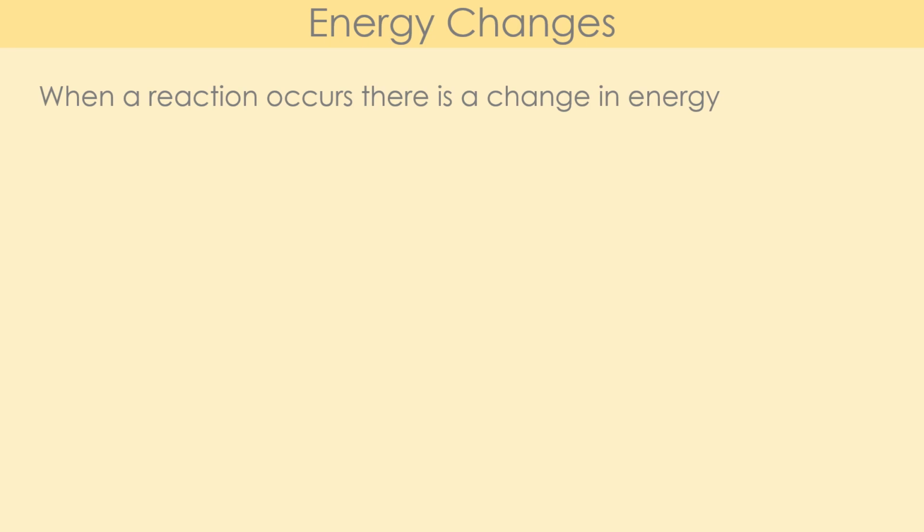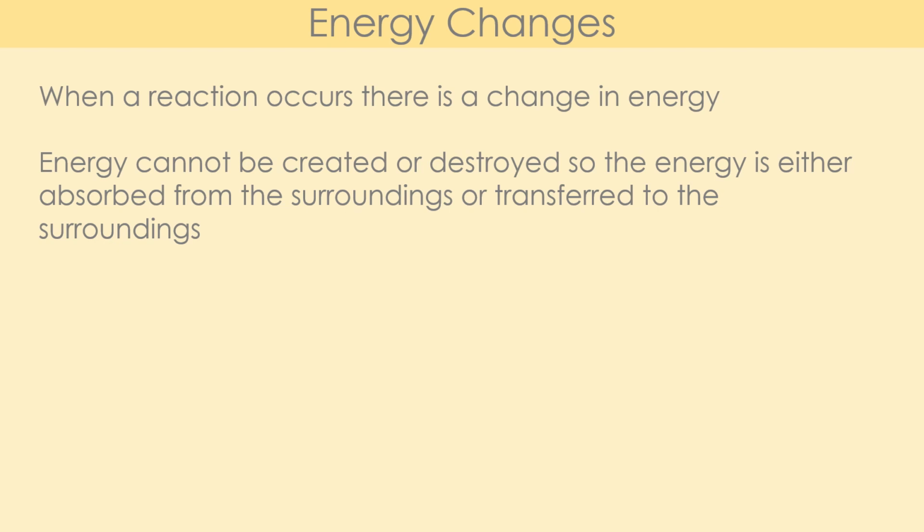So we're going to have a look at energy changes and what it means. Now, when a reaction occurs, there is a change in the energy. You hopefully remember from your other lessons that energy cannot be created or destroyed. So that energy is either absorbed from the surroundings or it's transferred to the surroundings. We're getting absorption or transference, so make sure we're using those terms: absorbed from the surroundings or transferred to the surroundings.